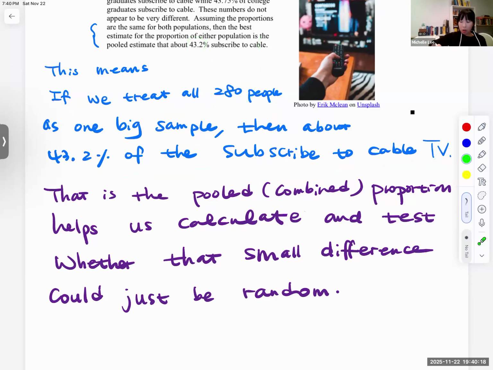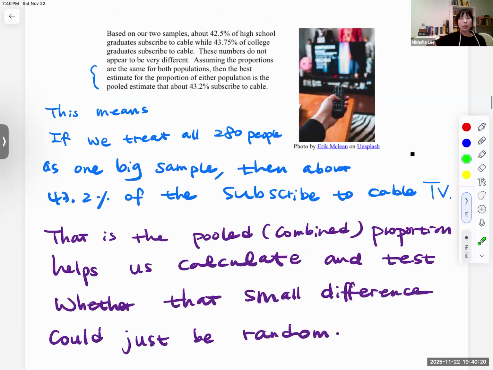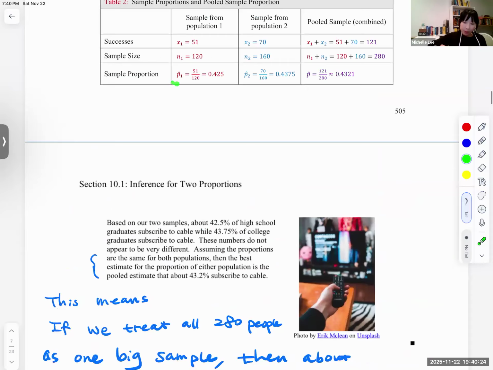Okay. Why are we doing this one? Because let's take a look. For p hat sub 1, the sample size is 120. For p hat sub 2, we get a 160 sample size. So the sample size is small, then we get the proportion. It could be by random chance, right? So we combine, then we get a larger sample size, right?